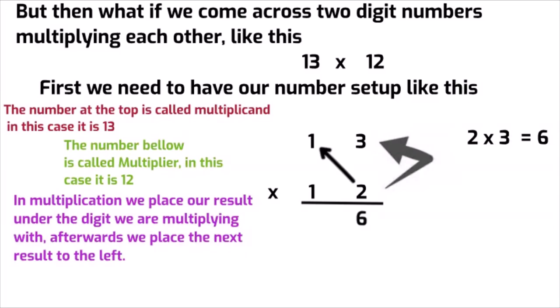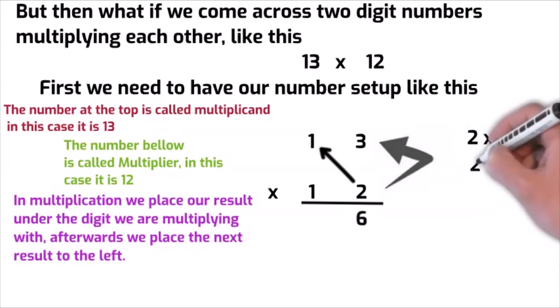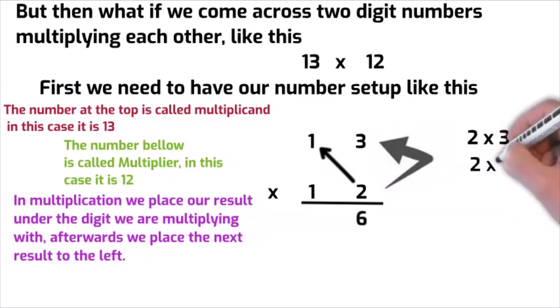So we say 2 times 1. What is 2 times 1? 2 times 1 is 2. We place our 2 to the left like this. This is it. We are done with the unit side of the multiplier.